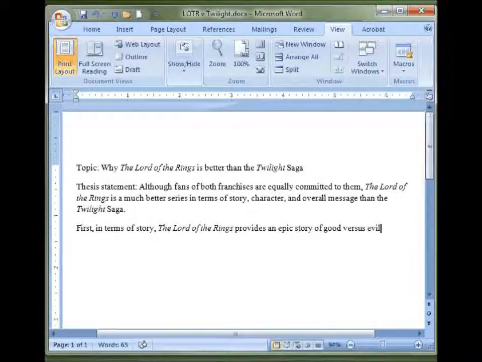Now, this first point, that the Lord of the Rings provides an epic story of good versus evil, you may recognize from my Foursquare argument chart. I wanted to make sure that I started off from there. Now I'm going to diverge pretty far from the actual chart that we made in class, but that's okay because that's the whole point of the chart: you do some pre-writing ahead of time, and things are going to change. You're going to change what you actually do as you write.